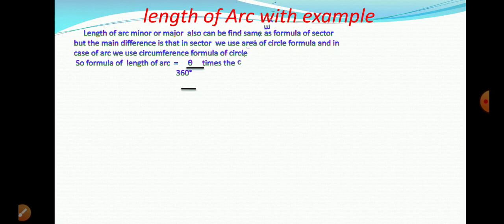So length of arc is equal to theta upon 360 times circumference of circle. In case of sector we use the formula of area of circle. Here we are using circumference of circle. So the formula of length of arc is equal to theta upon 360 into 2 pi r, where 2 pi r is the circumference of circle.